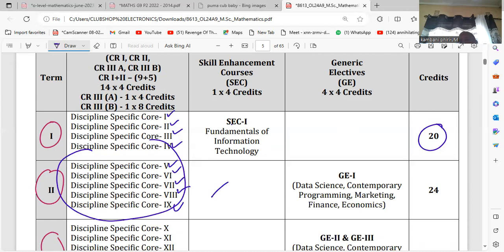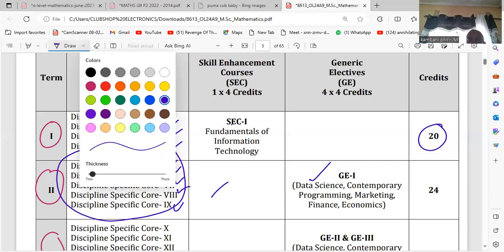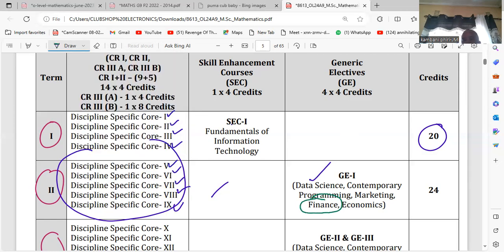But as you go to the second semester, you must pick your GE from these areas: data science, contemporary programming, marketing, and finance and economics. In my case, since I'm a master's student there, my generic elective, my GE, is finance. So in the second semester, I did all these and one course under finance. If you pick data science, it means you do all these plus one course under data science, and so on.